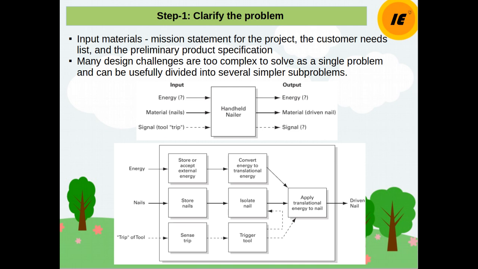Functional decomposition is only one of several possible ways to divide the problem into simpler subproblems. Two other approaches are decomposition by a sequence of user actions. For example, the nailer problem might be broken into three user actions.